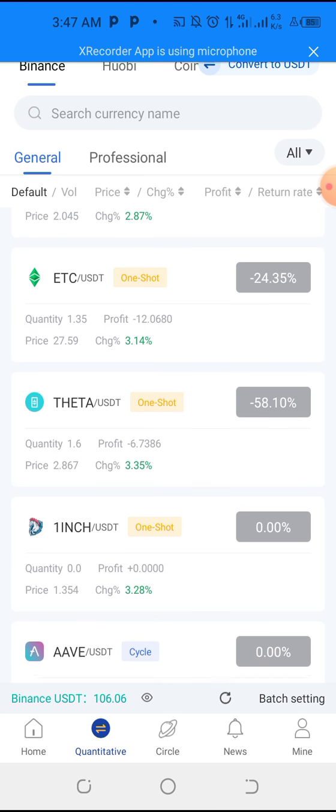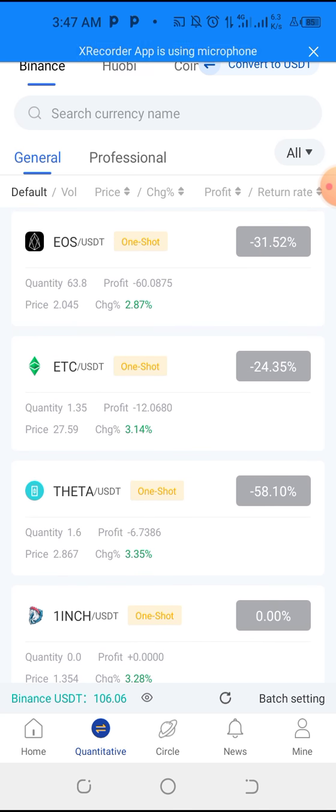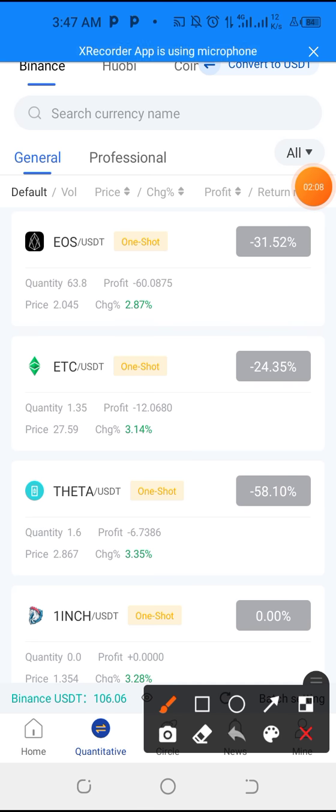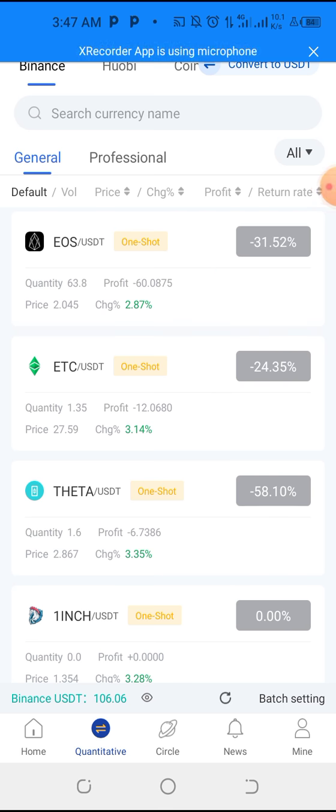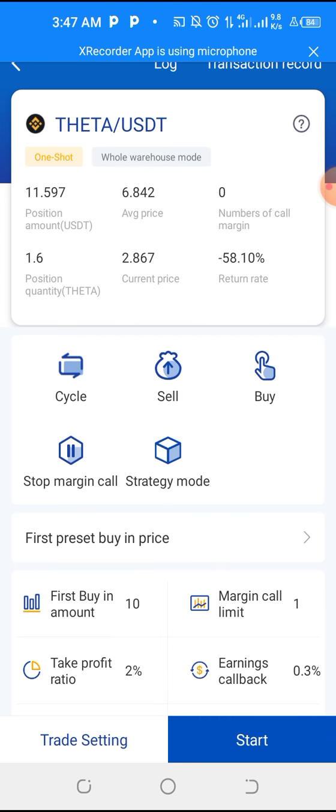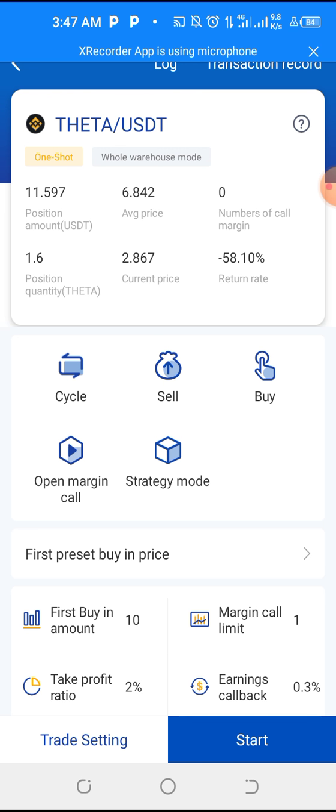See, these are examples of coins that are already on floating loss. So let me check this one. All these coins have already been paused. That's why you can see it is gray color. It's already paused. That's why it has been paused and it has been put on one shot to be able to stop the trade.